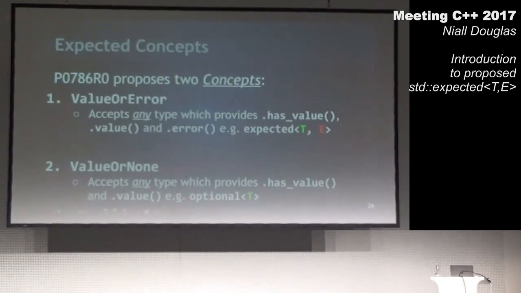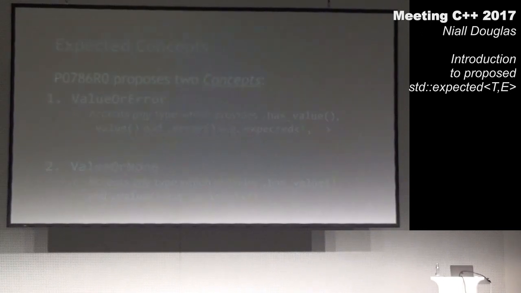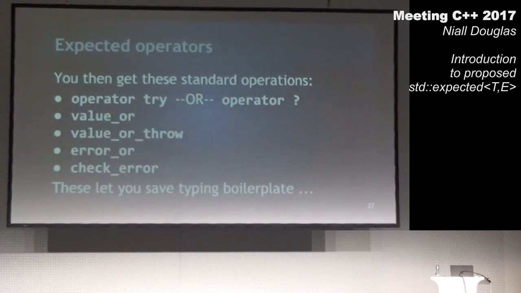The other concept is value or none, and this accepts any type which has hasValue and value, e.g. optional T. You might notice that expected will match this and match this. Because expected, you just don't recognize the fact it has an error, it will fit into the value or none concept. Okay, dead simple. So if you can fulfill those two concepts, or one or both, then you get these operators built in.